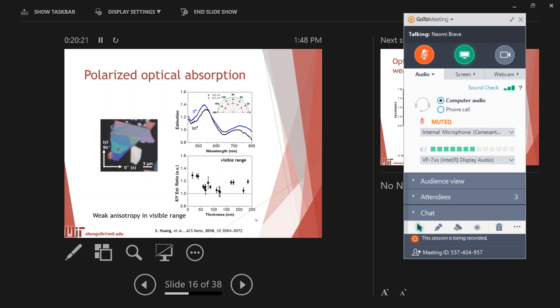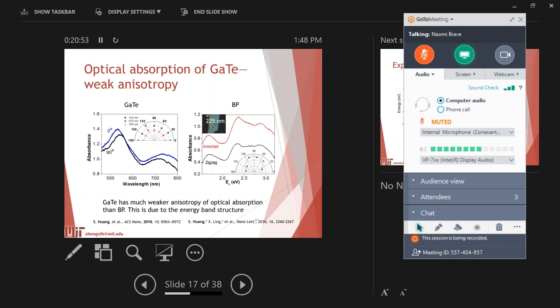You can see here, this figure, the y-axis shows the ratio between x and y absorption. So you can see this ratio is actually quite small. If the flakes are thicker than about 60 nanometers, we can see the ratio is actually approaching 1. So this means the optical absorption anisotropy is quite weak in the visible range.